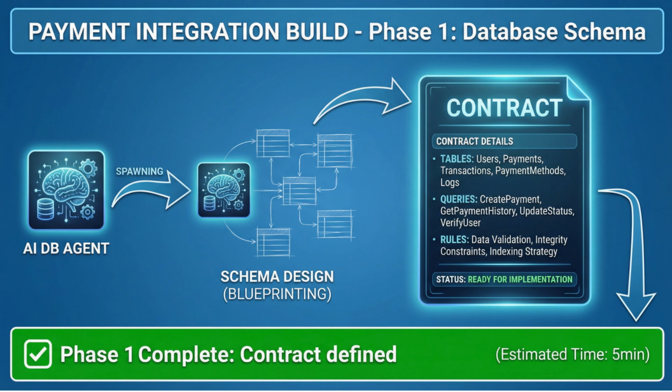Let's walk through a complete payment integration build with 3 agents. Phase 1 is contract definition. The lead spawns the database agent first, with a clear task. Create the schema for billing and token purchases, including transactions table, tokens table, and user balance tracking. The database agent works independently, designs the schema, creates the migration files, and produces a complete contract specification listing all tables, columns, relationships, and queries available.